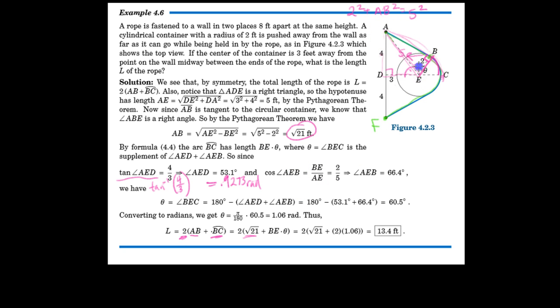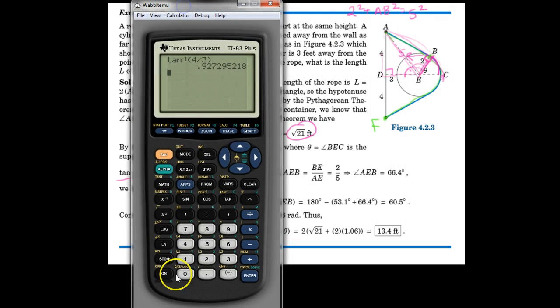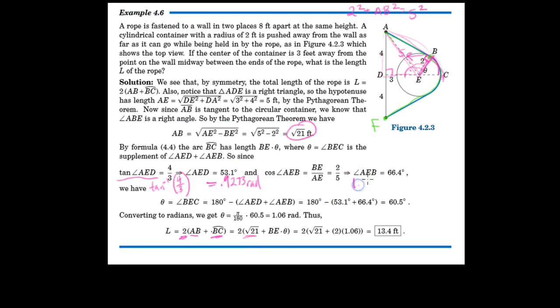So to do that, that's adjacent, which is this leg, 2 over 5. Once again, if I decide to do that in radians, cosine inverse to find this angle in radians would be 2 divided by 5, close those parentheses. What do you get? You get 1.1593. So 1.1593 radians would be angle AEB right here.